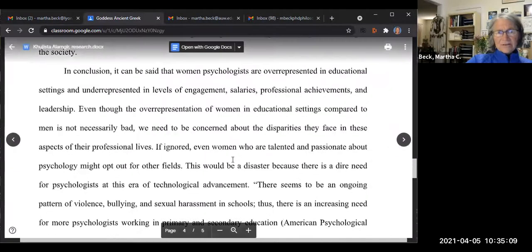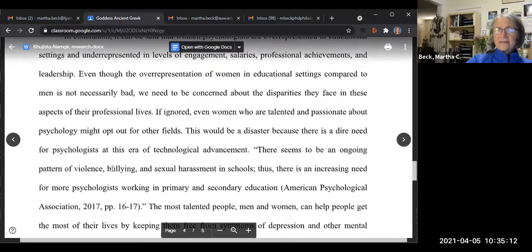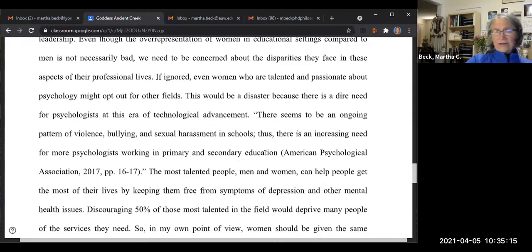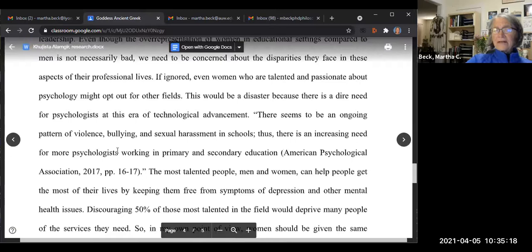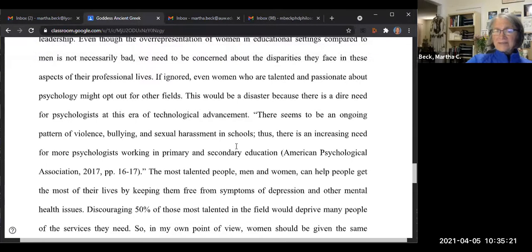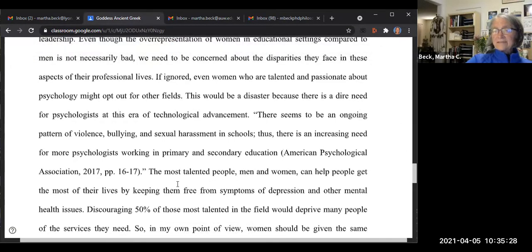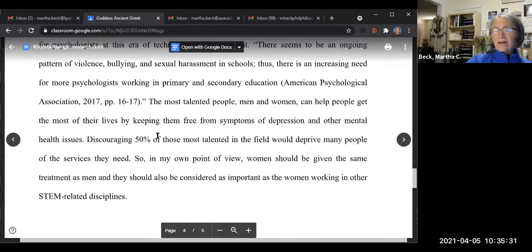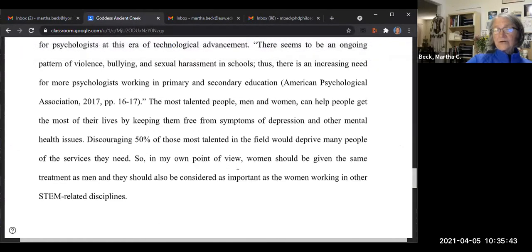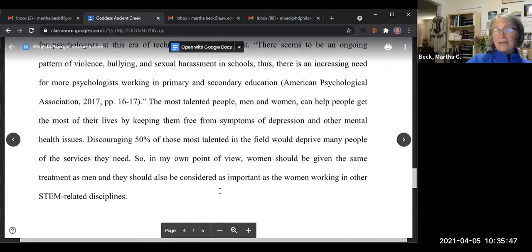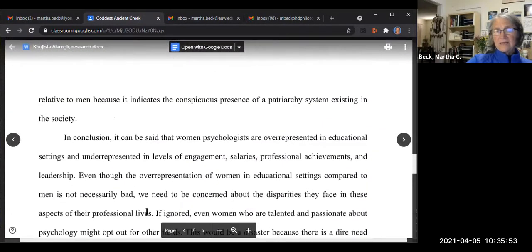All right, and this is important. Quote, this is important, right? There seems to be an ongoing pattern of violence, bullying, and sexual harassment in schools. Thus, there's an increasing need for more psychologists. The most talented people can help people get the most out of their lives by keeping them free from depression and other mental health issues. Discouraging 50% of those would deprive many people of the services they need. So, in my view, women should be given the same treatment as men. They should be considered as important as the women working in other STEM-related disciplines.